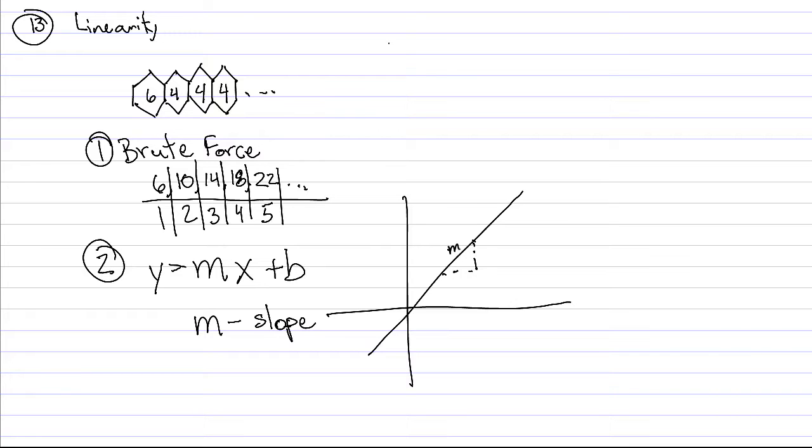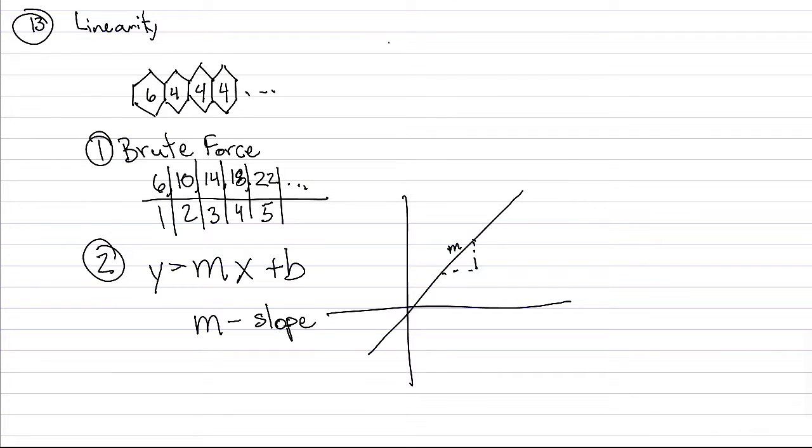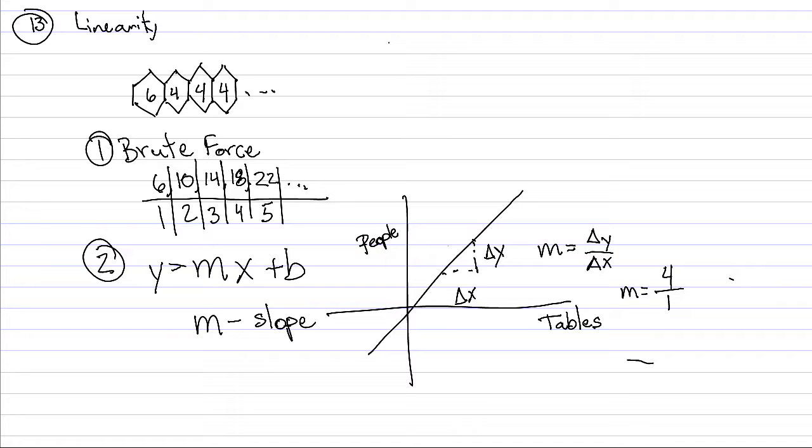That slope is this ratio, right? Delta x, delta y. M equals delta y over delta x. In this case, when x changes by 1, that's tables, people, right? We're seeing that we have 4 people per table. So m equals 4 over 1, or equal 4.